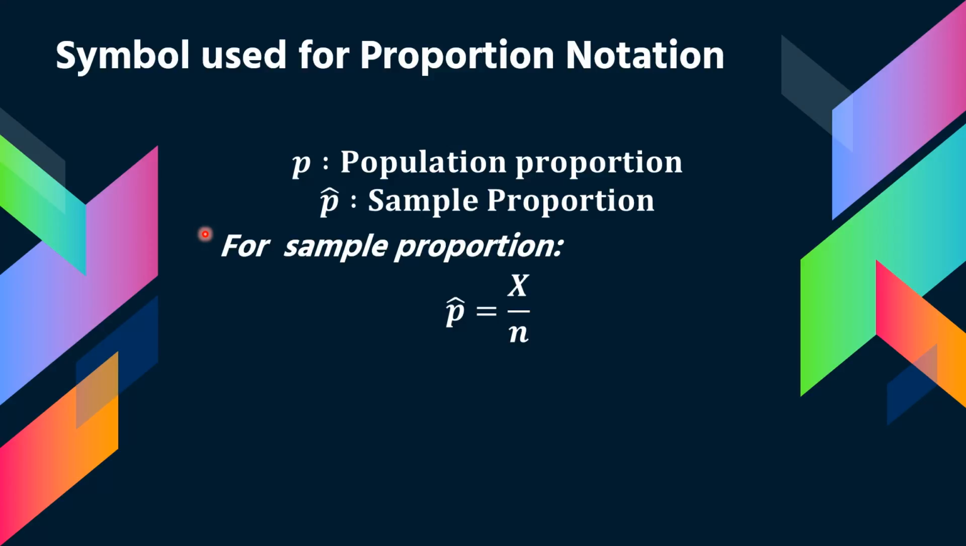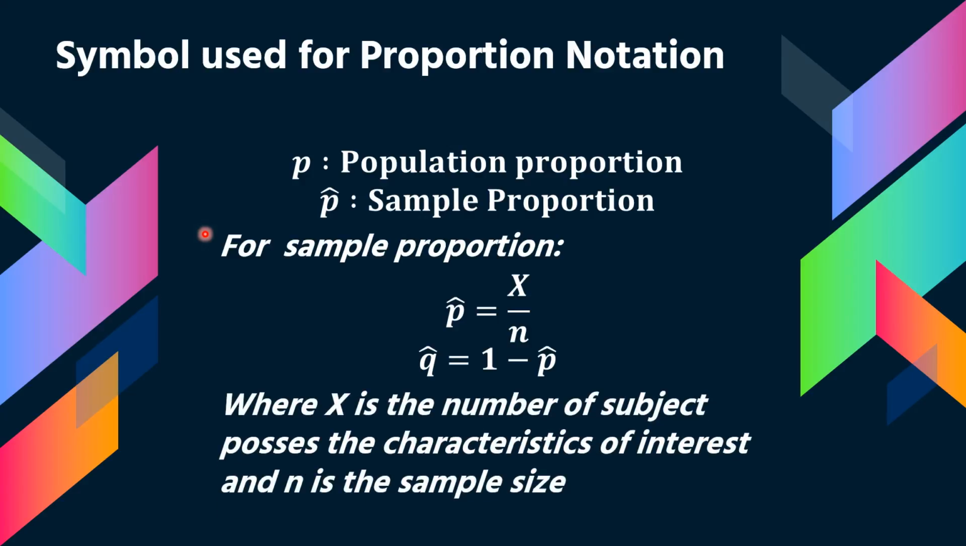For example, 40 men out of 100 population. Okay, so X there is the 40. So I'll repeat, X is the number of the subject. And then Q hat has the formula of 1 minus P hat. So where X is the number of subjects possessing the characteristic of interest, and N is the sample size.